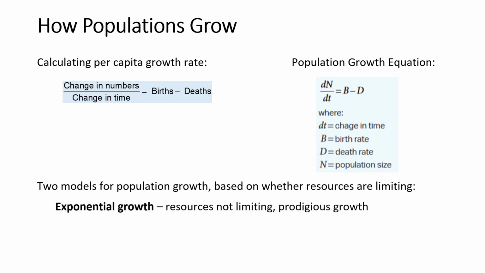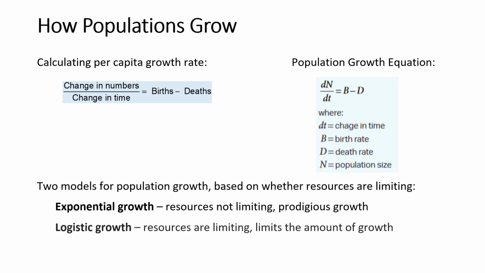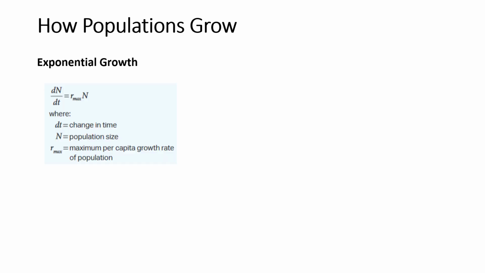Exponential growth occurs when resources are not limiting. There are plenty of resources, so the population can grow very fast. Logistic growth is when resources become limited, and therefore the population growth rate changes and may be limited. Let's talk about exponential growth first.